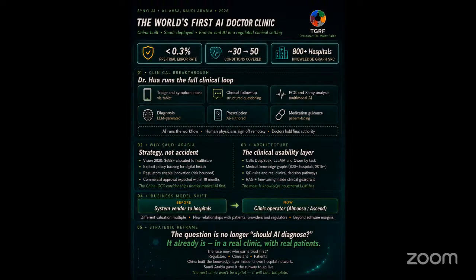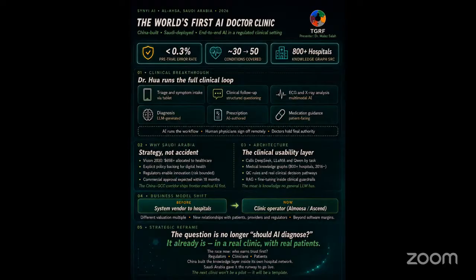Then the post says the system can support ECG and X-ray analysis. This moves the AI beyond one simple conversation. It's a multi-modal workflow where the system is not only reading text, but also interpreting clinical data and investigations. After that, Dr. 𝗻𝗺 reportedly generates a diagnosis, suggests a prescription, and provides medication guidance. This is the part that makes the case clinically serious, because diagnosis and prescription are not administrative tasks. They are high responsibility clinical decisions.